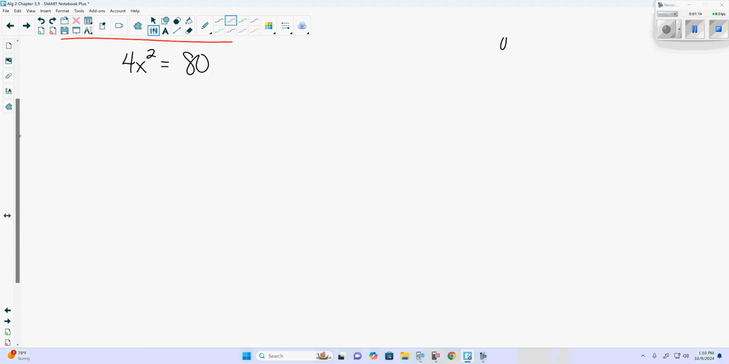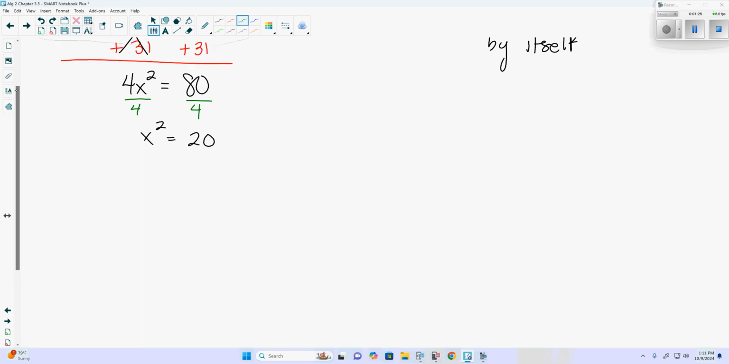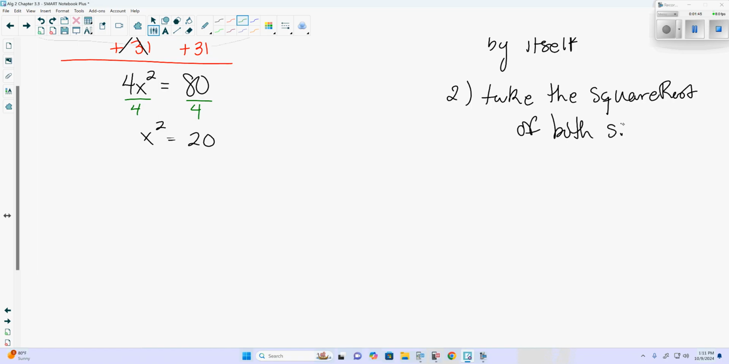I think we did this one yesterday, but that's fine. And we would divide both sides by 4, telling us x squared is equal to 20. So we did the first step. We got the x squared term, or squared term, by itself. Our second step is to take the square root of both sides.